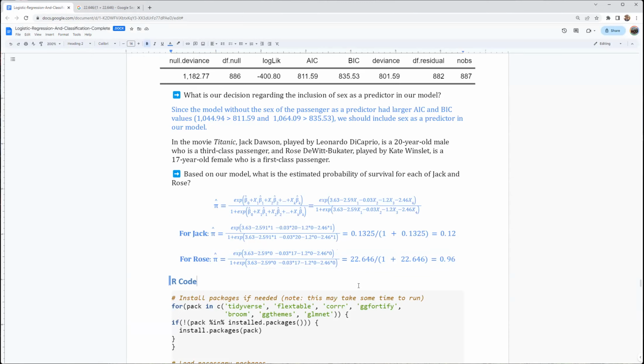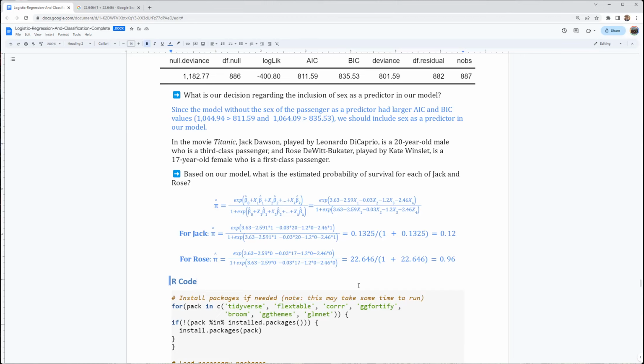So she was looking good. She was sitting comfortable on that door floating in the water. Jack, it seems like the movie was accurate. Jack did not make it in the movie. He died. Here we estimated he had about a 12% chance of making it. Seems like our model is consistent with what the movie showed, Jack dying and Rose surviving.